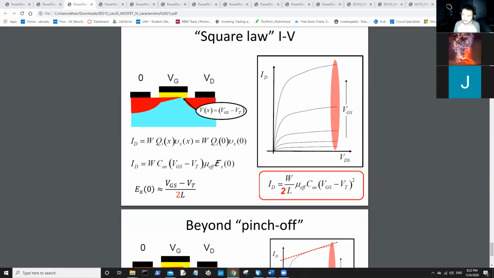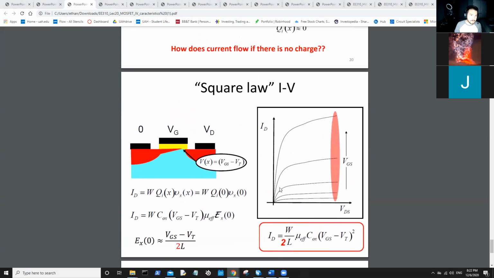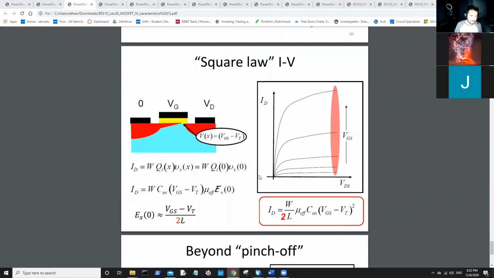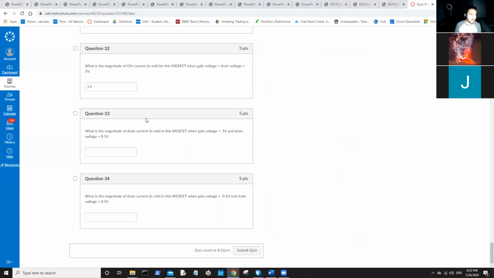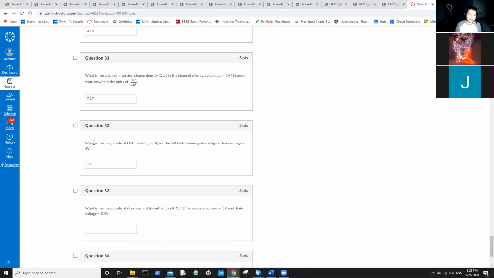All right, 1.4. Now this one, remember when I just did a bunch of thinking? And by the way, this is the first time I've ever seen this since we've never had to do this before, and I did not attend this lecture. Square law. Actually, I'm going to open the test again.